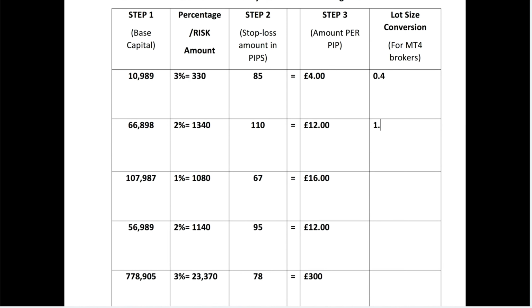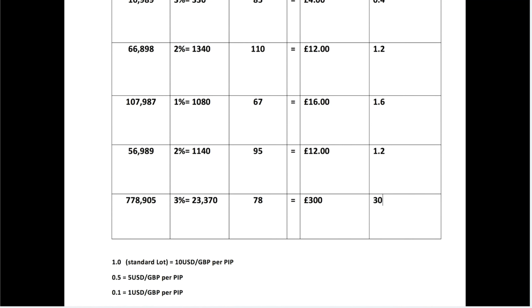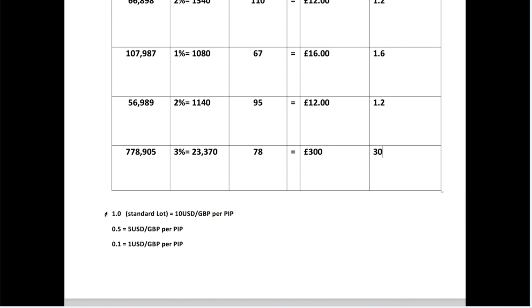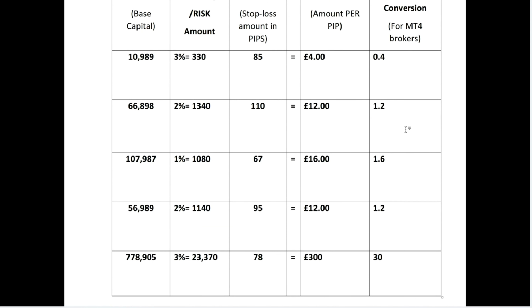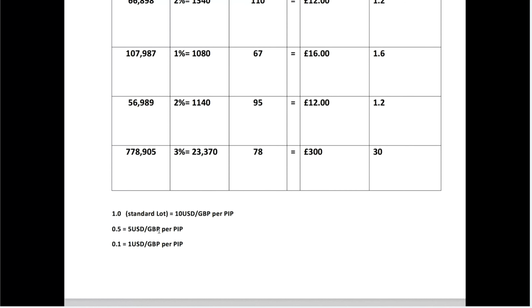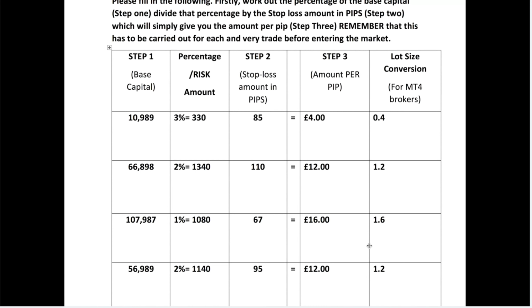Here 12 is 1.2. 16 is 1.6. 12 again, 1.2. And then 300 is 30. 30 lots, 30 contracts. That's how we work it out. So just a quick recap. One standard lot is 1.0. 1.0 or 1 is £10 or $10 a pip. So here 12 is 1.2 because 0.5 is $5, 0.1 is $1. So let's say we had £19 a pip, it would be 1.9. Let's say we had £21 a pip, it would be 2.1. So that's money management there.